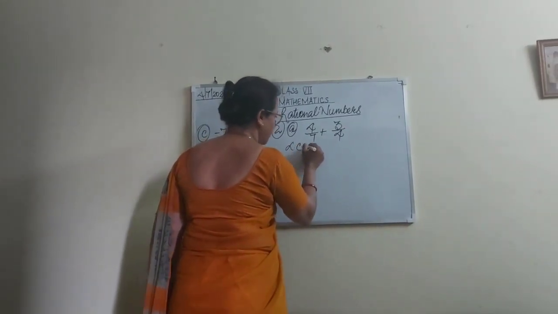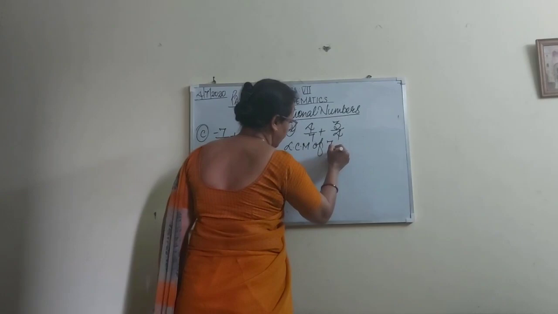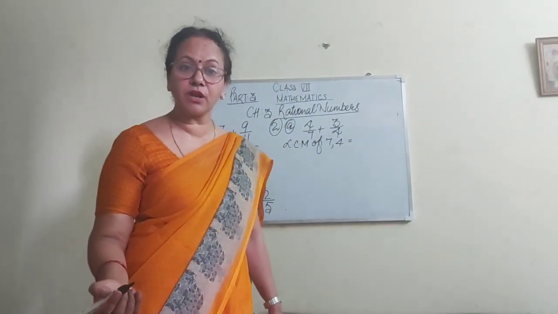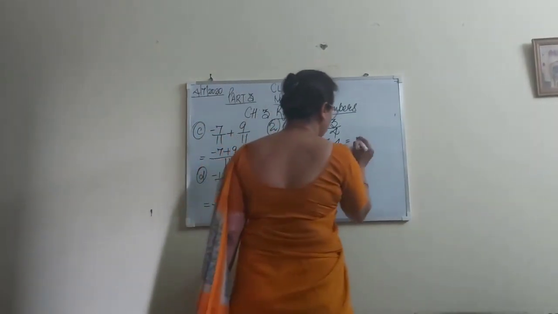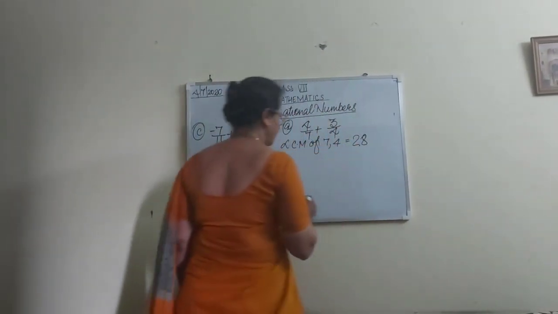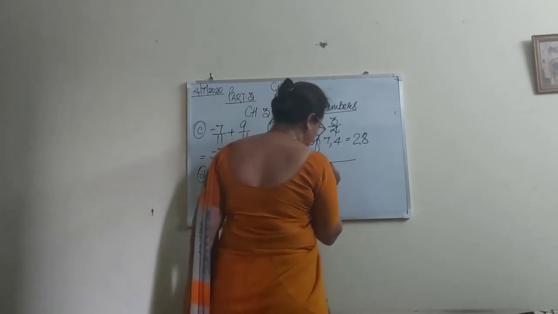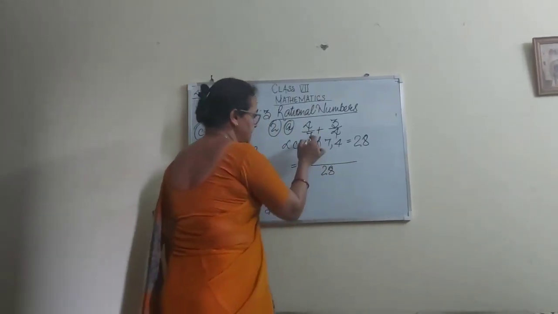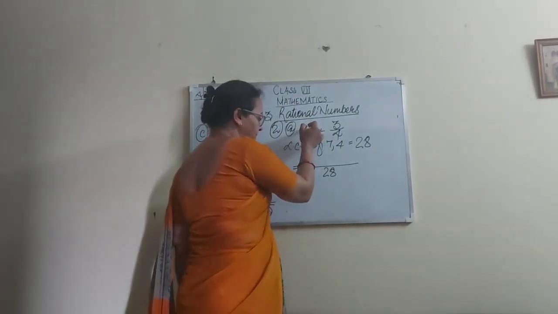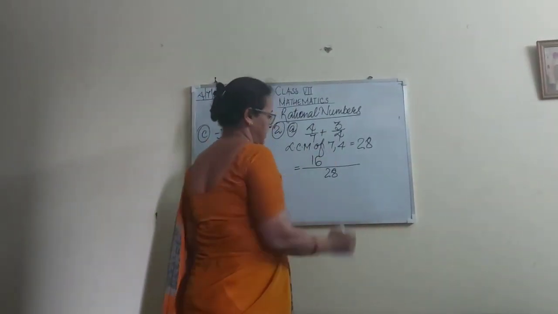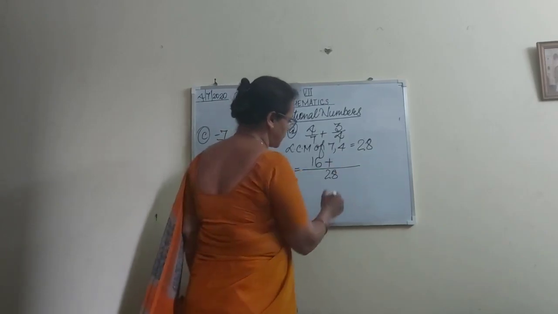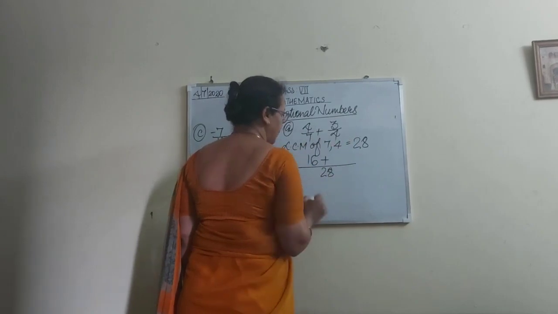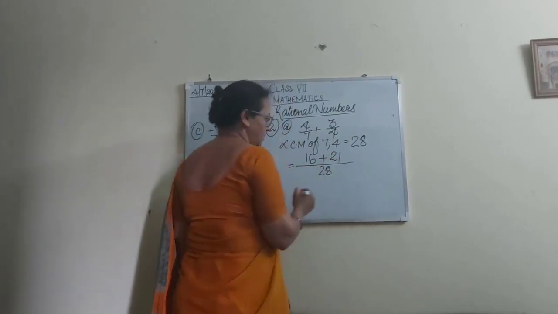LCM of 7 and 4. Both the numbers are totally different. They never lie in the same table, so the product of both numbers is the LCM. 7 fours are 28. Okay, 28 is the LCM. 28 divided by 7 is 4. 4 will be multiplied with 4. This is 16. This is the rule to solve. 28 divided by 4 is 7, and 7 will be multiplied with 3. That is 21.